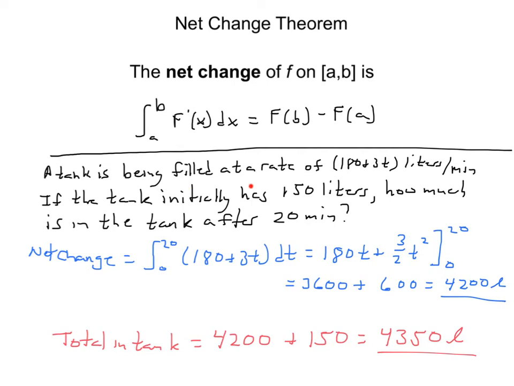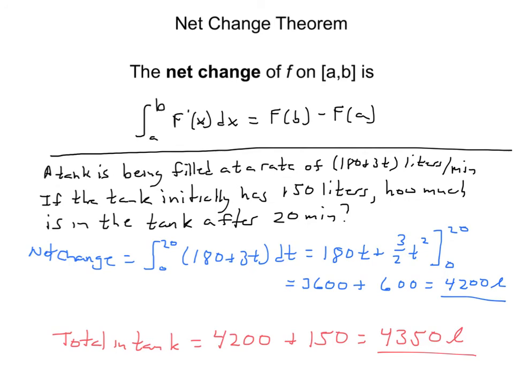A tank is being filled at a rate of 180 plus 3t liters per minute. If the tank initially has 150 liters, how much is in the tank after 20 minutes? Well, I know the net change in this case is going to be the definite integral from 0 to 20 of my rate, which in this case is 180 plus 3t dt. When I do that definite integral, I get 180t plus 3 over 2 t squared, evaluated from 0 to 20. And when I plug everything in, I get 4,200 liters. So I've had a net change. During those 20 minutes, I've added 4,200 liters to the tank.